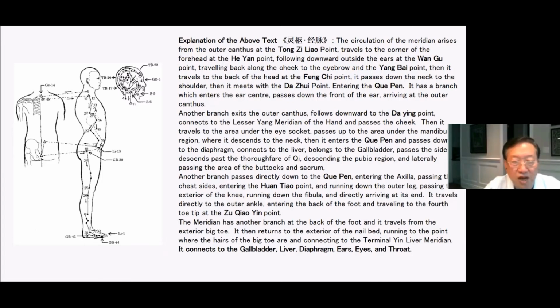It travels directly to the outer ankle, entering the back of the foot and traveling to the fourth toe tip at the Zuqiaoyin point. The meridian has another branch at the back of the foot, and it travels from the exterior big toe. It then returns to the exterior of the nail bed, running to the point where the hairs of the big toe are connecting to the terminal yin liver meridian. It connects to the gallbladder, liver, diaphragm, ears, eyes, and throat.